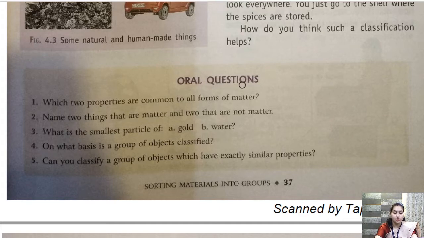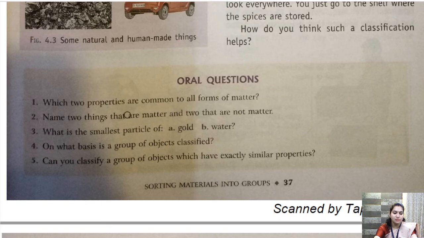Now question number 1. Which two properties are common to all forms of matter? मैटर की ऐसी कौन सी दो प्रॉपर्टीज हैं जो सबके लिए कॉमन हैं? As you know, matter is anything that occupies space and has mass. So these are the two properties: first, it occupies space, and second, it has certain mass. These are the two properties of matter that are common to all.